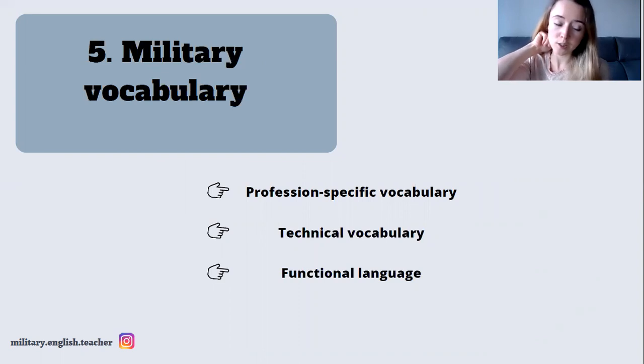And last but not least, for my military students, for my soldiers, and everybody who is watching. So if you're not in the army, maybe the last part is not going to be interesting for you, but watch anyway. Why not? You can always learn something new. So when I teach military vocabulary, I focus on 3 aspects. 1, profession-specific vocabulary. So this is all of the vocabulary that is going to be useful in the soldier profession.